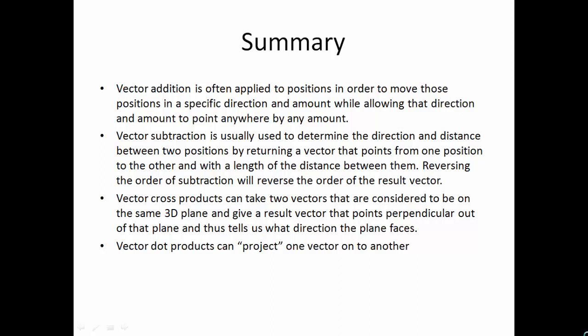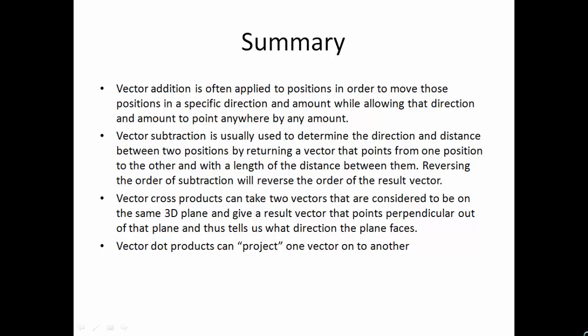Vector addition is often applied to positions in order to move those positions in a specific direction and amount, while allowing that direction and amount to point anywhere by any amount. Vector subtraction is the opposite process and is usually used to determine the direction and distance between two positions by returning a vector that points from one position to the other and with a length of the distance between them. Reversing the order of subtraction will reverse the direction of the result vector.